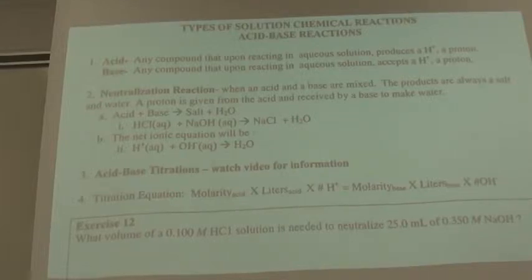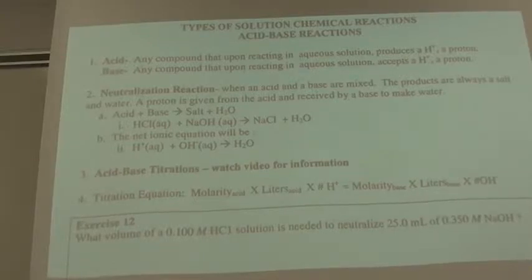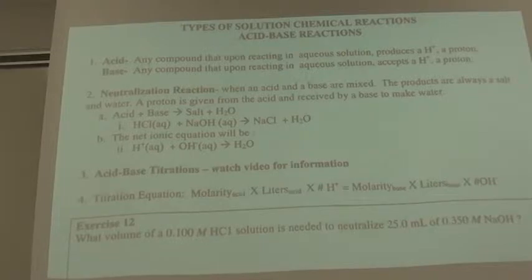All right, so we've talked about double replacement reactions and what happens when they result in a new solid being formed, and that was the precipitation reactions. Now we're going to talk about another type of double replacement reactions, and that is called a neutralization reaction, and that's when you mix an acid and a base together.